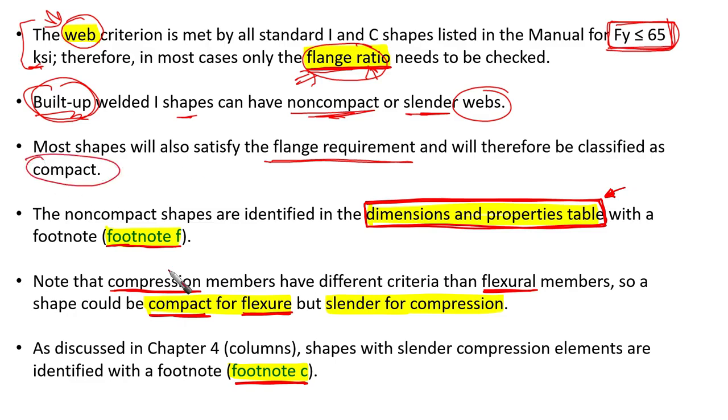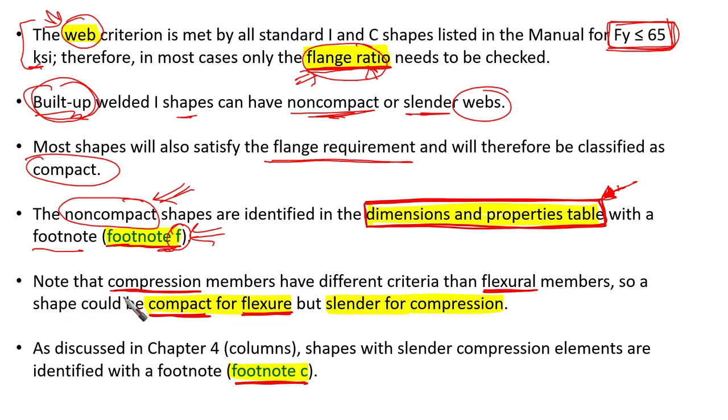Okay, that's common. The non-compact shapes are identified in the dimensions and properties table. So you need to look at the dimensions and properties table from now on, considering footnote f, in order to see whether your section is going to be non-compact or not. The non-compact shapes are identified in the dimensions and properties table with a footnote f. Check this footnote whenever you are designing your beam.